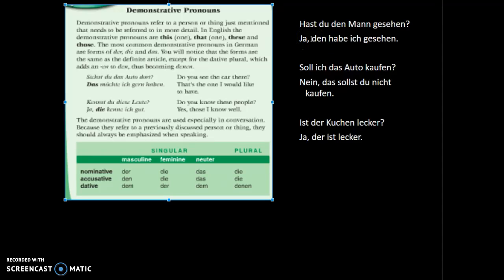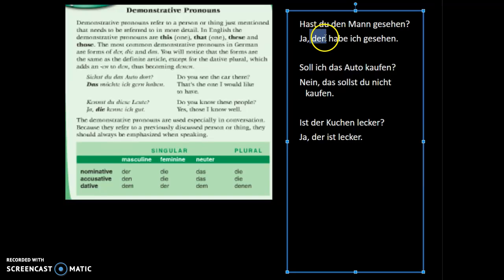So if I want to say in the example sentence here, yes, I saw that one, or I saw the man, ja, den habe ich gesehen, I'm going to take that den, which is for the masculine, der, which changes to den in the accusative, and I'm going to use it. Another thing that I need to notice is that even though it's the definite article being changed into a demonstrative pronoun, it's being used here as the demonstrative pronoun, which is the direct object. Therefore, with the direct object starting the sentence here, I have to switch my subject and verb order around. So instead of saying, ja, den ich habe gesehen, I'm going to say, ja, den habe ich gesehen.